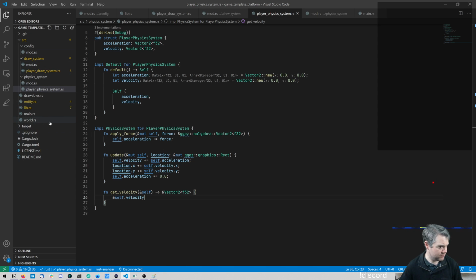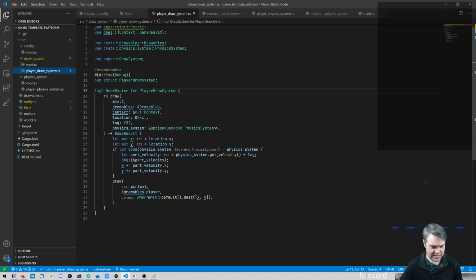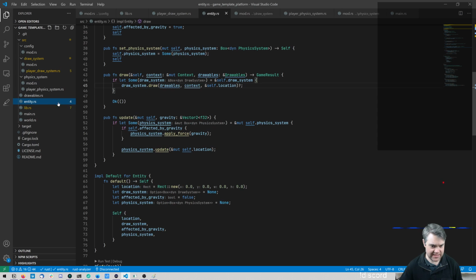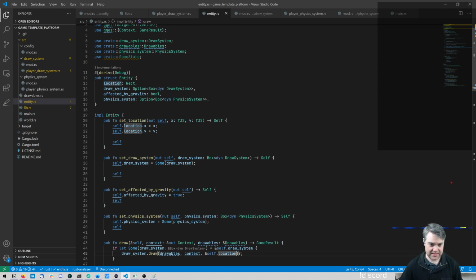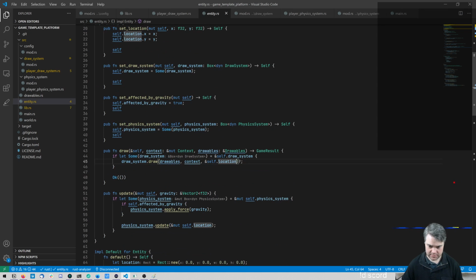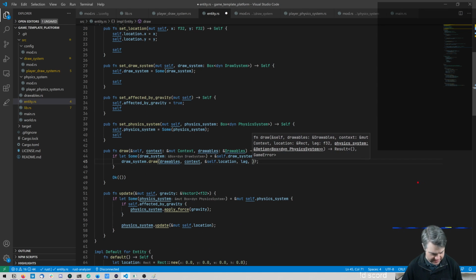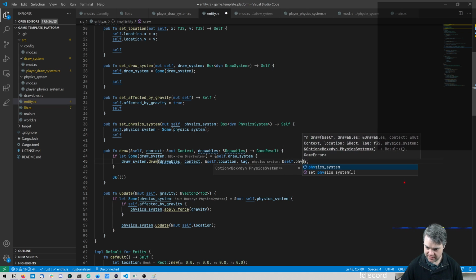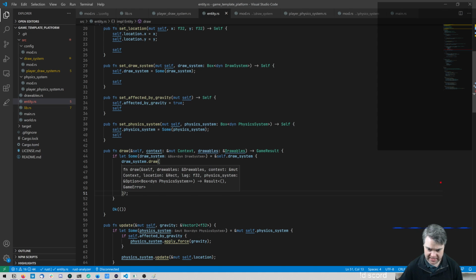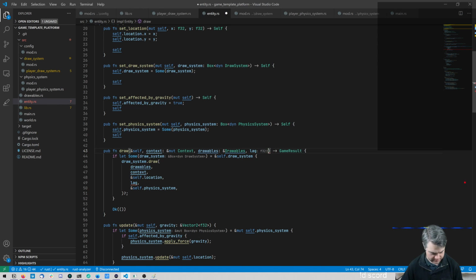Now, is that true? That shouldn't work, because our player draw system, when we draw, these things need to be added in. So an entity, when we draw, you need more than this, don't you? We need to add in the lag and the physics system. So now we need a lag and a reference to self.physics system. Well, if we have a lag there, we need the lag here. Okay. And then out of here, jump out.